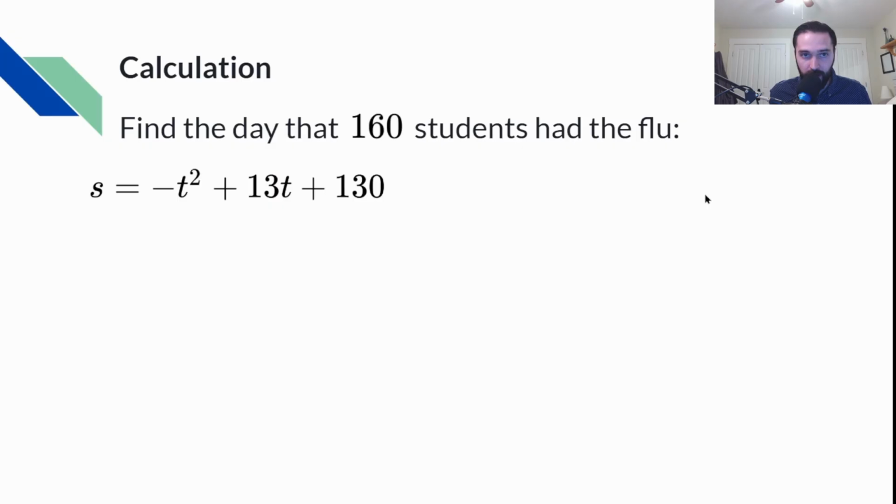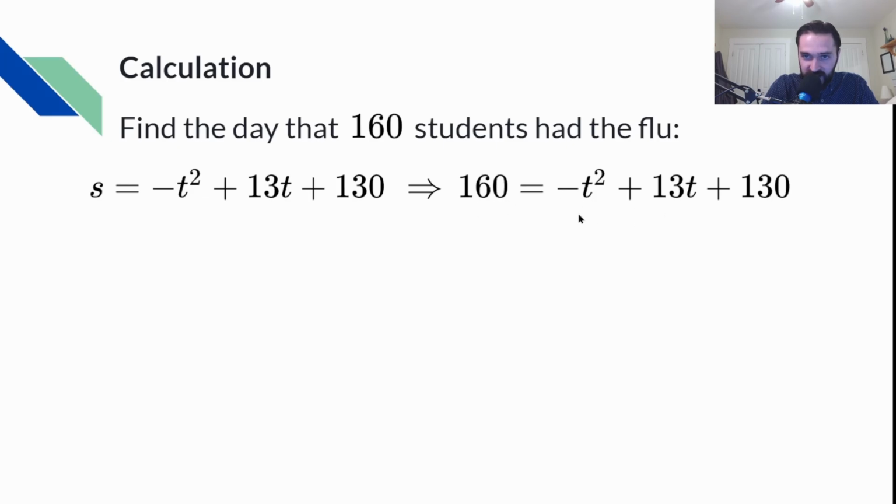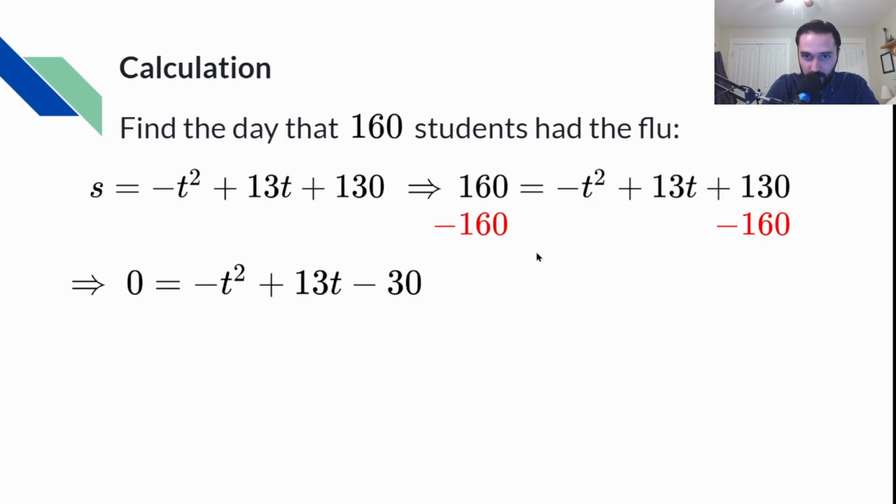So find the day that 160 students had the flu. We're going to plug in S equals 160, that's the number of students, and then we're going to solve for t. So we'll have a quadratic equation to solve. We don't know how to solve it when it looks like this. We only know how to solve it when it's in standard form. So let's subtract 160 from both sides. We want this thing to be set equal to 0. We get 0 equals this, and in my next step, I'm just going to swap the left and right hand sides and color code my values for A, B, and C.